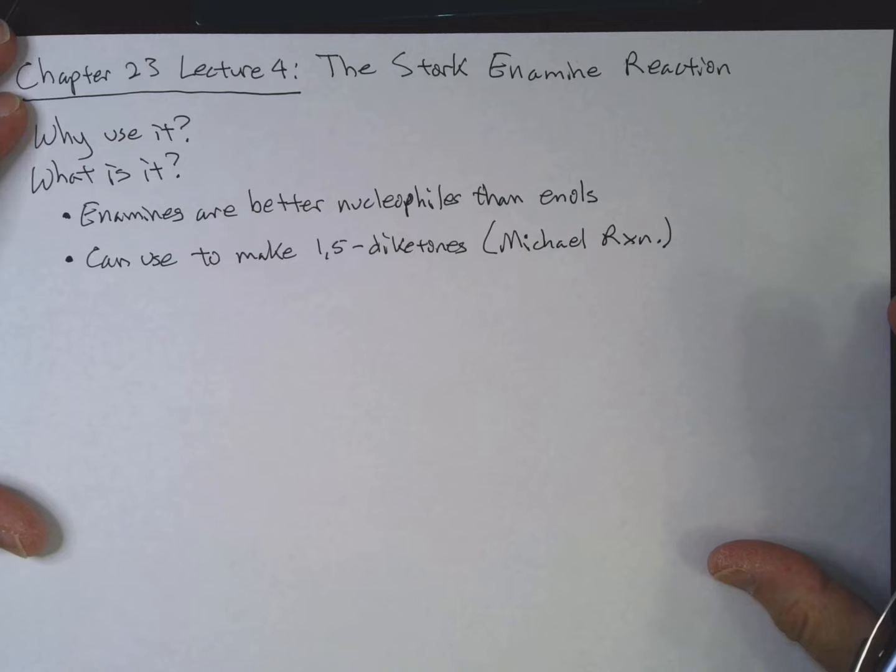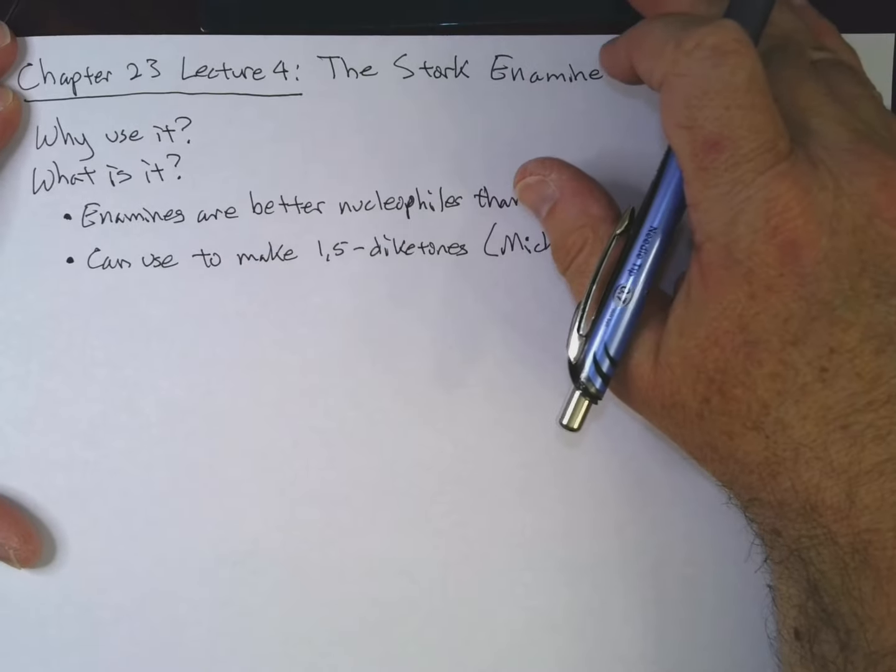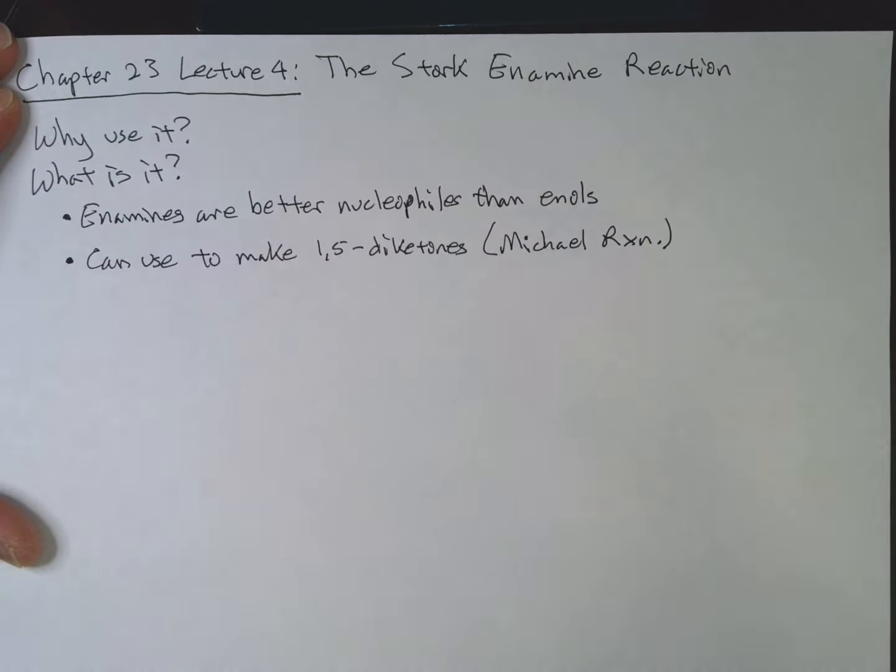And we're going to make use of the fact that an enamine is in equilibrium with its ketone, the ketone that it came from.